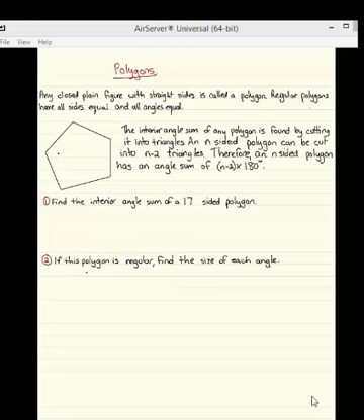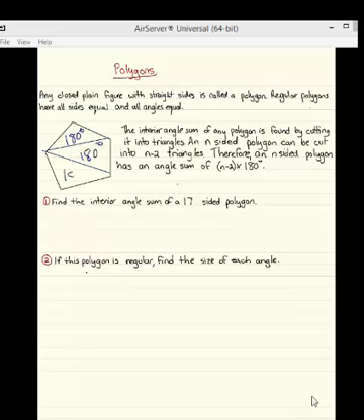So the bits that you really need to know. The angle sum of any polygon, well, what we do is we cut it up into triangles. So having a look at this one here, what I do is I pick a point and I draw in my diagonals and I get 3 triangles. Each of those triangles has an angle sum of 180.